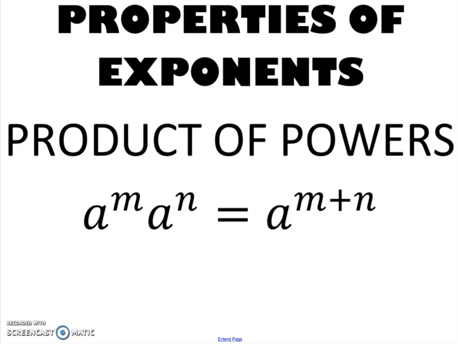All right, welcome to the great adventure of properties of exponents. We're going to start with the product of powers. Remember, product here is multiplication of powers. So we have this as our formula: a to the m times a to the n equals a to the m plus n.